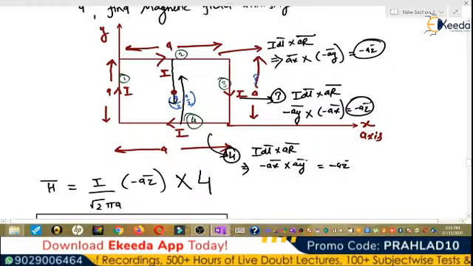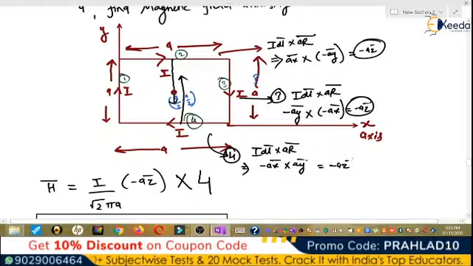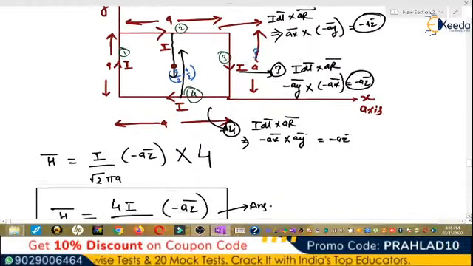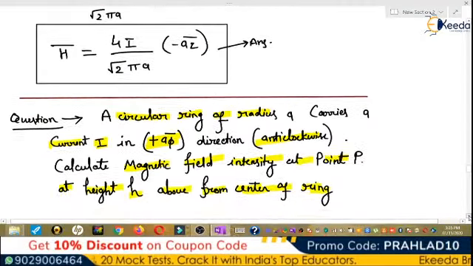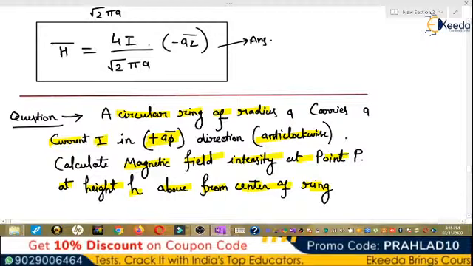For the third segment, dl vector is minus a_y because current is going in the downward direction here, and a_R vector is minus a_x, so again the direction will come as minus a_z. So by using this rule, we can get this answer: 4I by root 2 pi a, minus a_z.